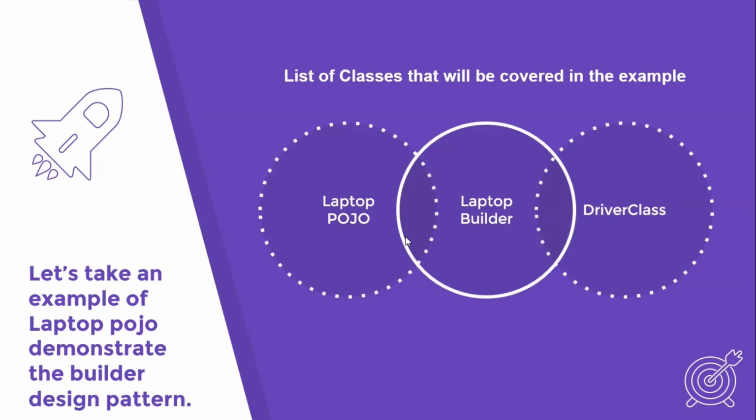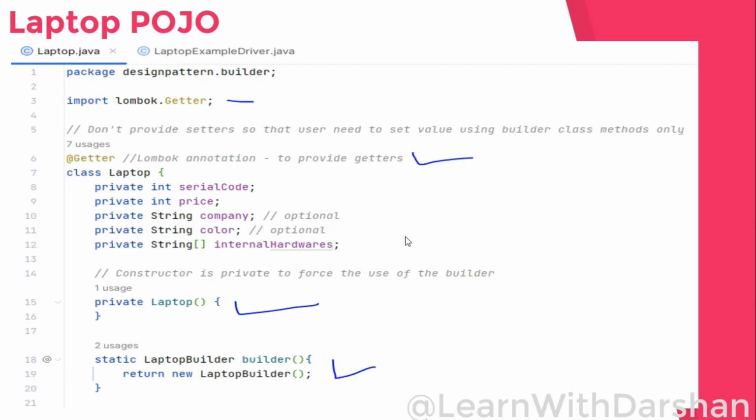So here is the laptop Pojo. Here I have used the Lombok annotation @Getter to provide getter methods. This laptop Pojo has 5 variables: serial code, price, company, color, and internal hardware. Company and color are optional for some users, they have no worries with company and color. They are majorly focusing on price and internal hardware. Serial code is for our internal use, so it is a mandatory field.